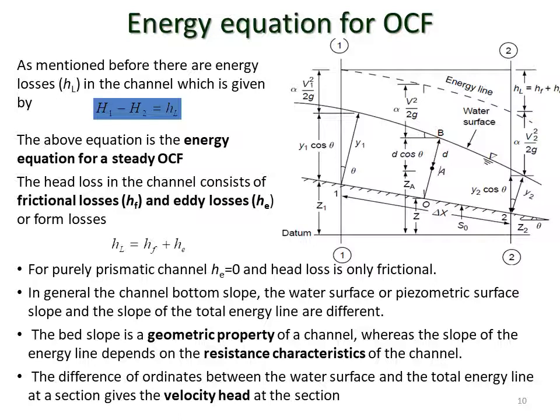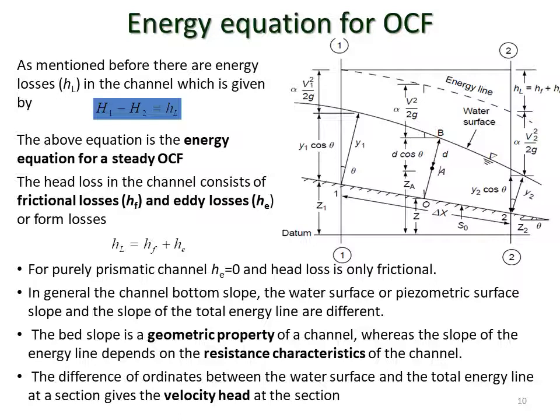Head loss in open channel is mainly caused by the frictional resistance offered by the channel bottom or channel sides, and there is a secondary loss of head due to the formation of eddies, which is called the eddy losses or form losses. So the total head loss HL, small hl, equals small hf, which is the head loss due to friction, plus small he, which is the head loss due to eddy formation.